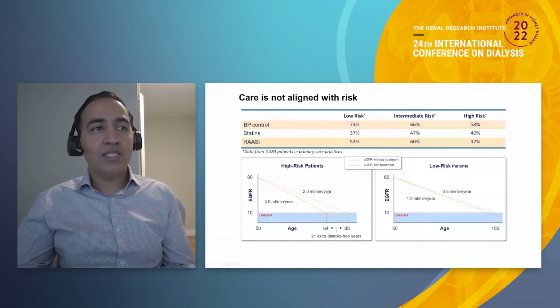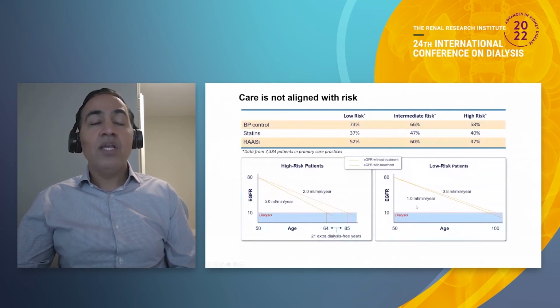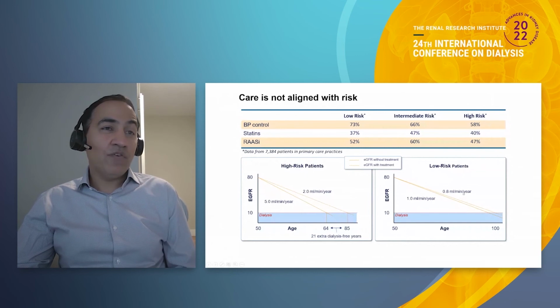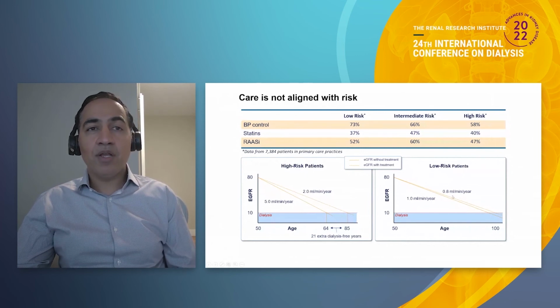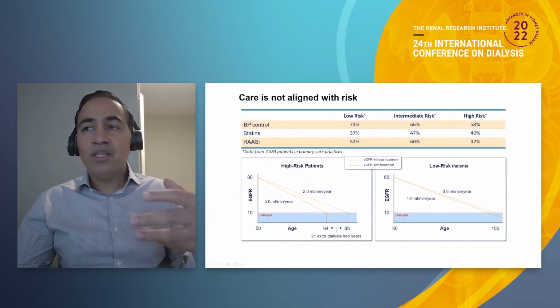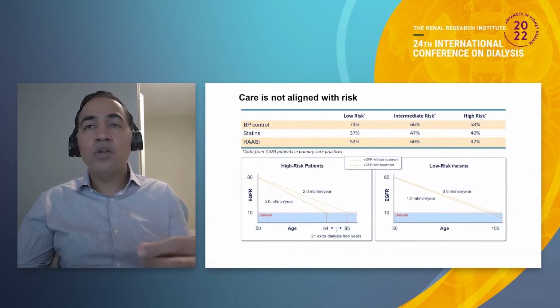This patient's on dialysis at 64. We get them on the right treatment. They're on dialysis at 85. 21 extra dialysis-free years, potentially a lifetime. And if they're a low-risk patient, GFR of 80, declining at 1 mil per minute per year, you do all the treatment in the world, they go to 0.8 mils per minute per year. No difference to their trajectory.